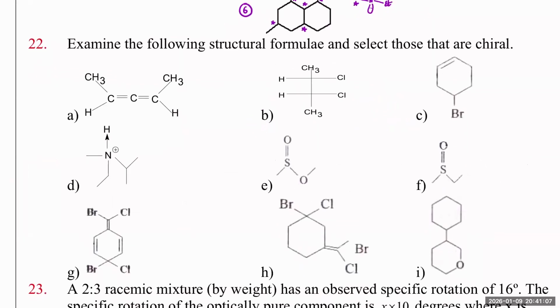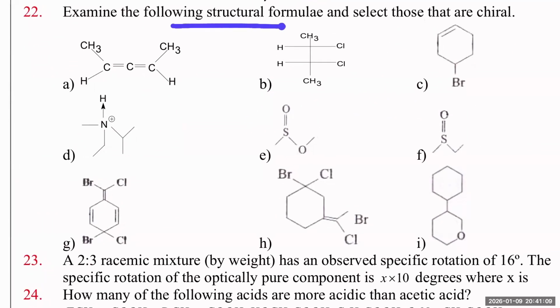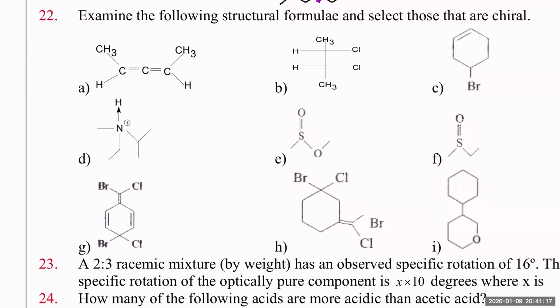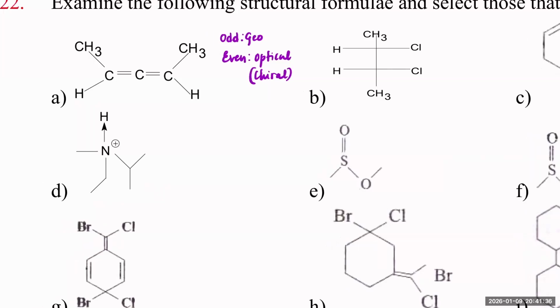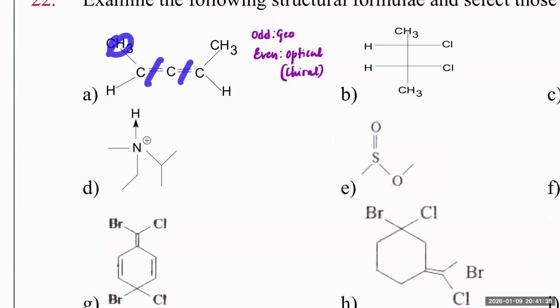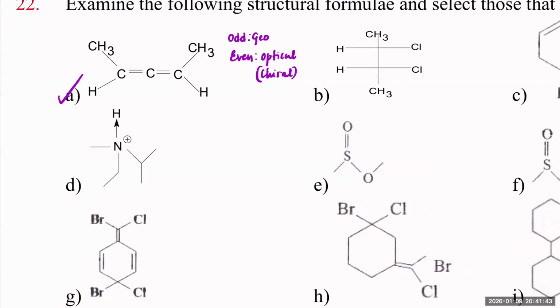Right. Let's go to the next one. Examine the following structural formulas and select whether they are chiral or not. Now, if you may notice, when you have consecutive double bonds, everybody, an odd number will always give you geometrical isomerism, an even number will give you optical. And optical means the molecule has to be chiral. Hence, you can see this is an even number with two different groups on either side, which makes it chiral. Yes, so this is chiral, everybody.